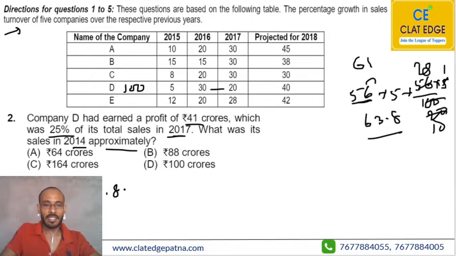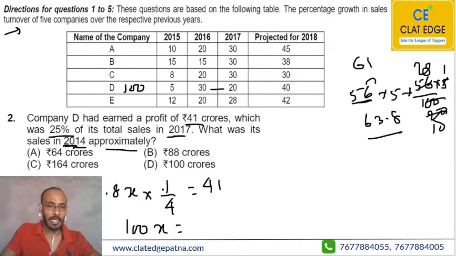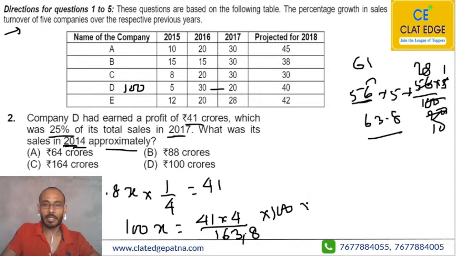So if I had 100 in 2014, it becomes 163.8%, and you can say 163.8x. Now if you take its 25%, which is 1/4, that will be equal to 41 crores. What we need to calculate is the sales in 2014, which is nothing but 100x. So how can we calculate that? 100x will be equal to, if you take this 4 to the other side, you will get 41 into 4, divided by 163.8 and multiplied with 100.